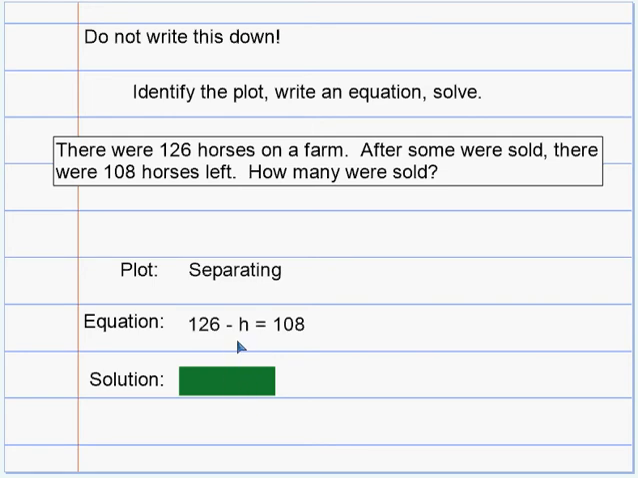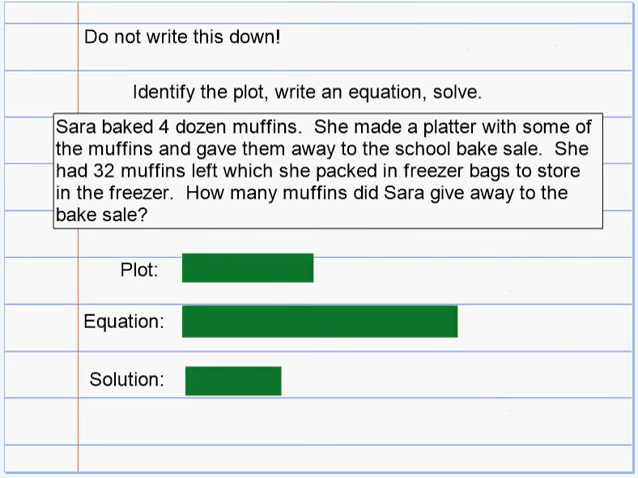And the solution: remember that if you're missing a subtrahend, you subtract the other two numbers. So you'd have 126 minus 108, and you'd end up with 18. One more example I'd like to run through. Again, identify the plot, write an equation, and solve.